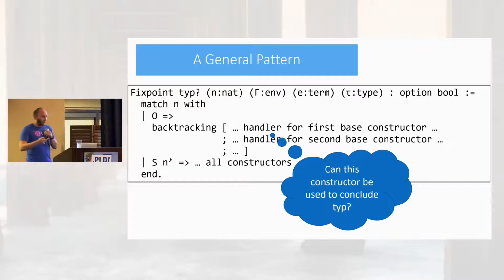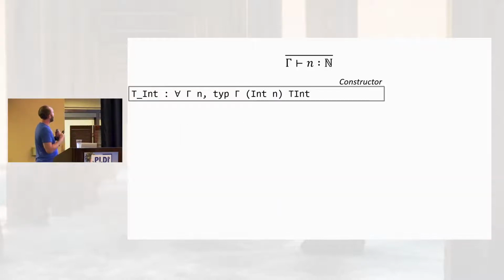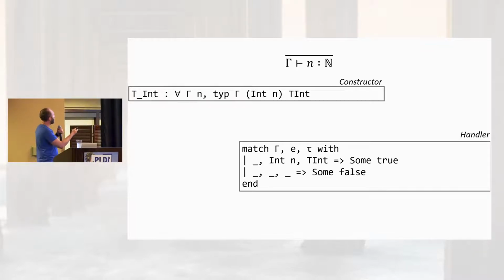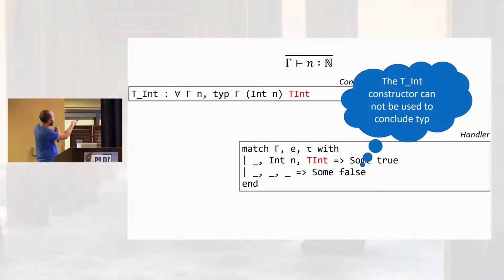So what do these handlers look like? They're very similar to the matches we saw before. So for example, for the integers, the handler is just a pattern match that returns some true or some false. If it has the correct form, as described by the conclusion of the tint constructor, some true; and some false when the handler fails, it means that tint cannot be used to conclude the typing relation, but you can follow through to the next handler for the next constructor until you hit some point.